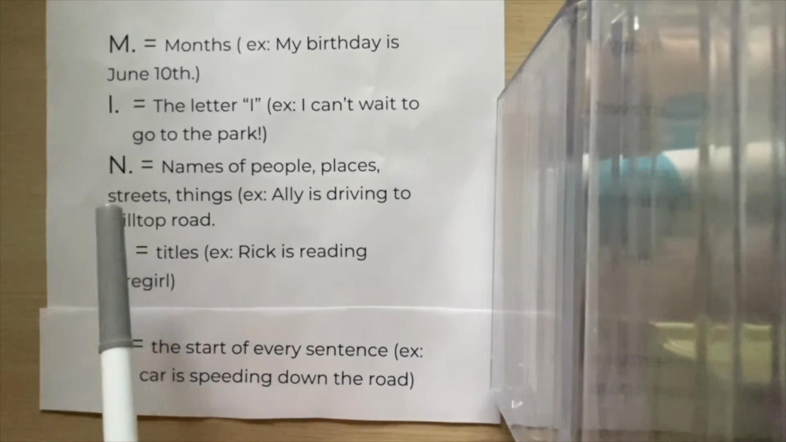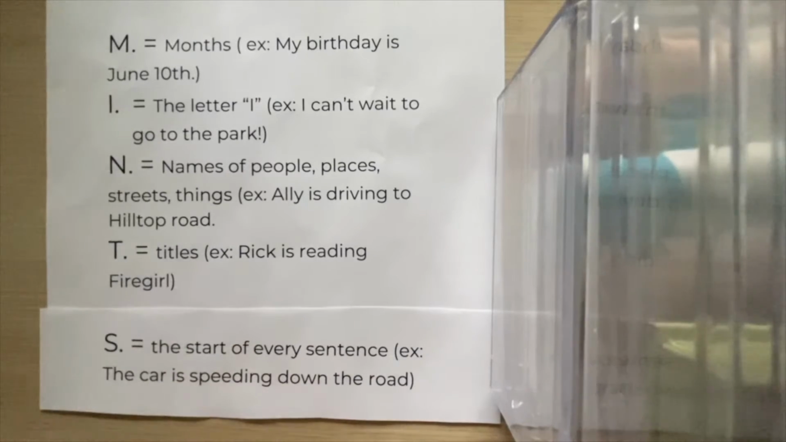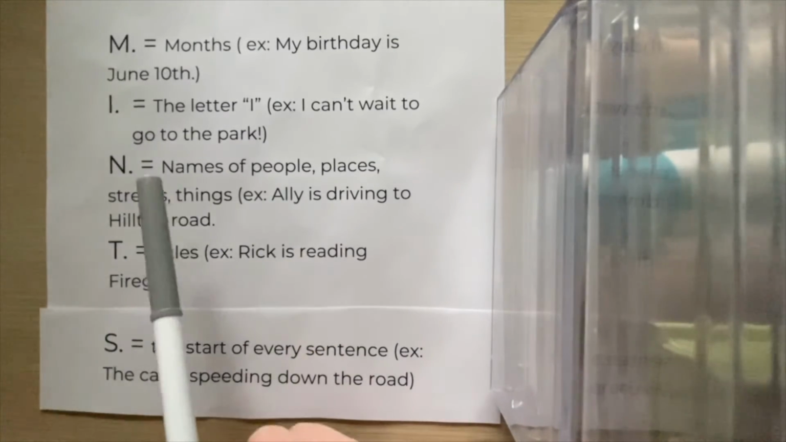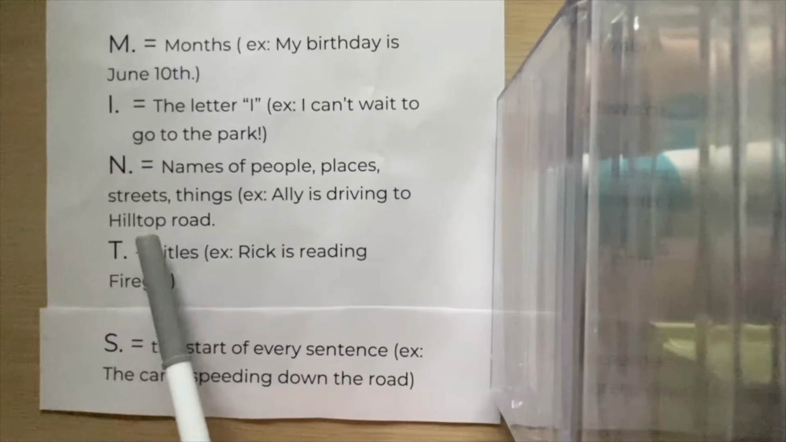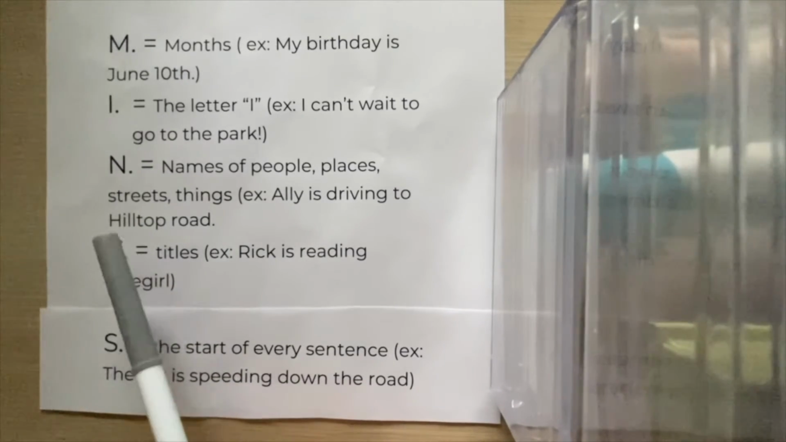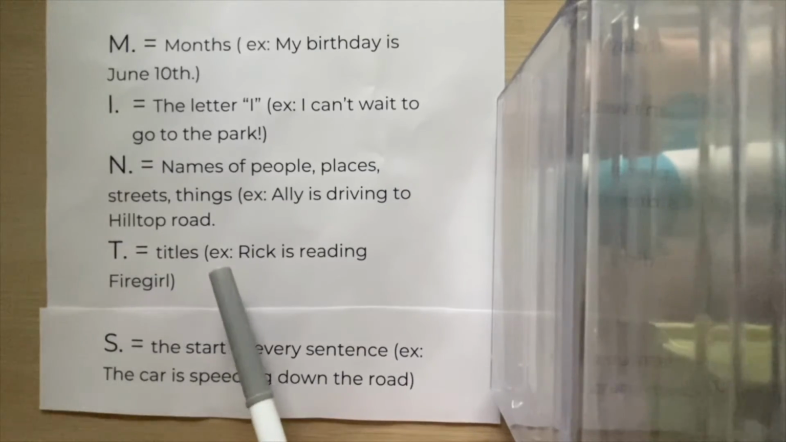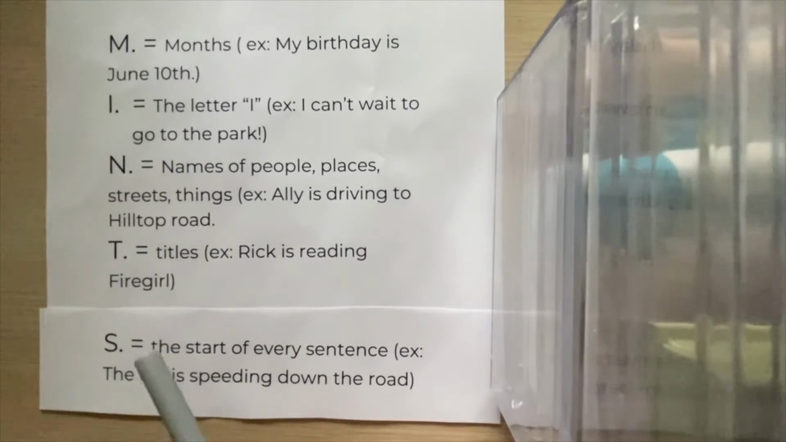Next, we have N, which means the names of people, places, streets, and things. For example, Allie is driving to Hilltop Road. Allie is a name, and Hilltop Road is a street, therefore they need to be capitalized. Next we have T, which is titles. For example, titles of magazines, books, etc. For an example, we have Rick is reading Fire Girl. Fire Girl being the book needs to be capitalized.